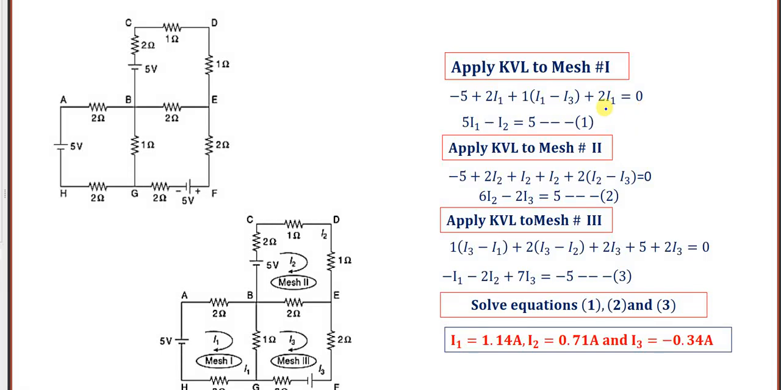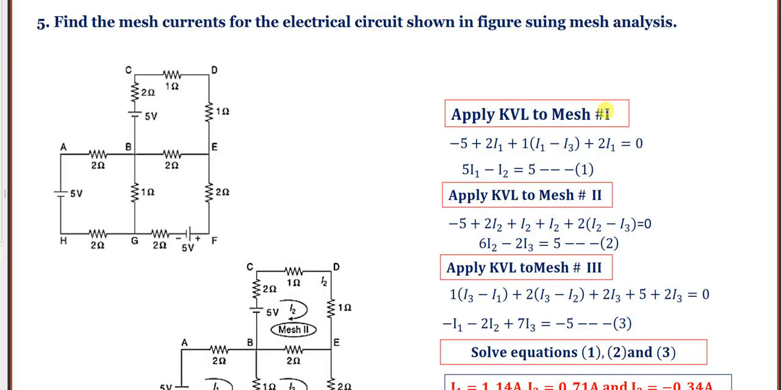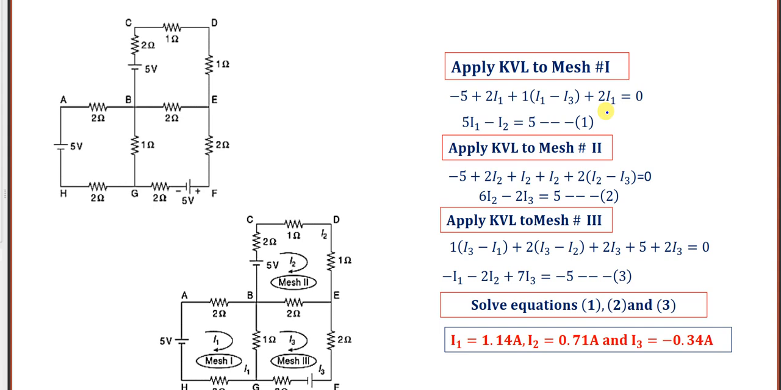So this is a find mesh currents using a mesh analysis method. It is very easy. You can see there is no current source. There is no dependent source. Only independent voltage sources and resistances are there. So easy. Three meshes you can identify.